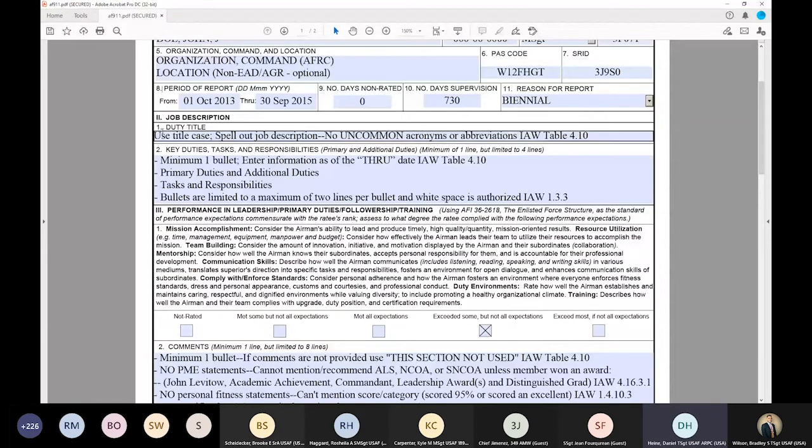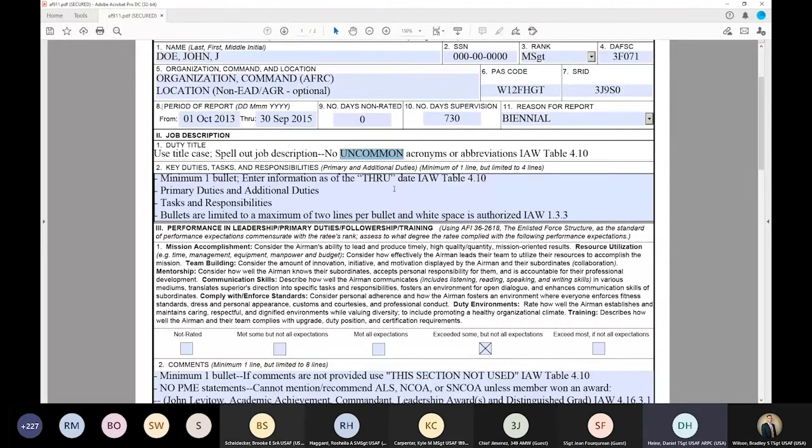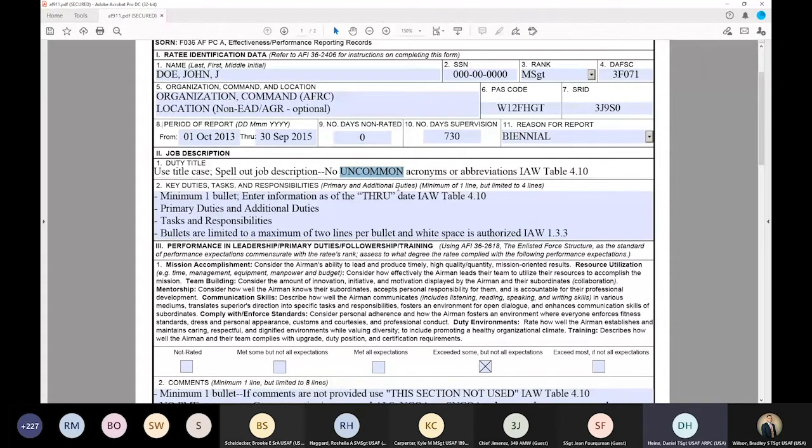Section 2 is the job description for the member. In Block 1, this should be the duty title. They should spell out the job description, with no uncommon acronyms or abbreviations. Uncommon would be anything that the average Air Force member would not know what that acronym or abbreviation is. NCOIC or senior NCOIC is acceptable. CEL is another one, the senior enlisted leader, that is acceptable.